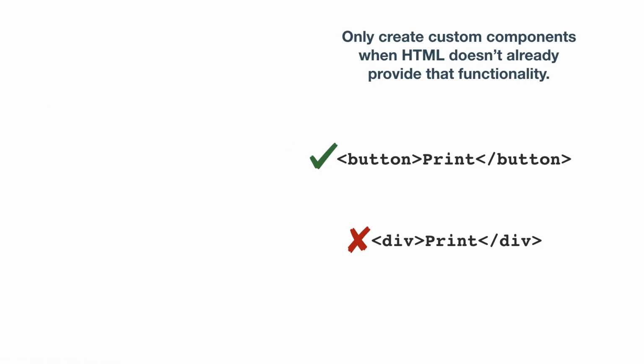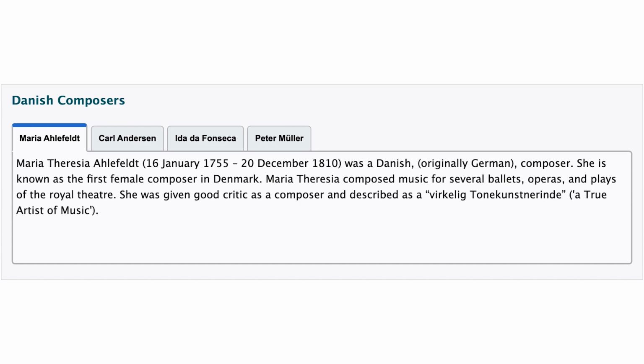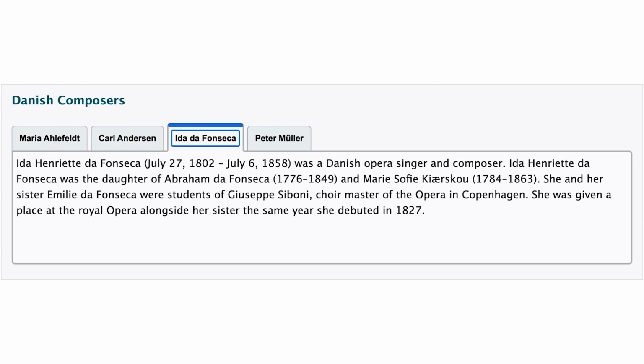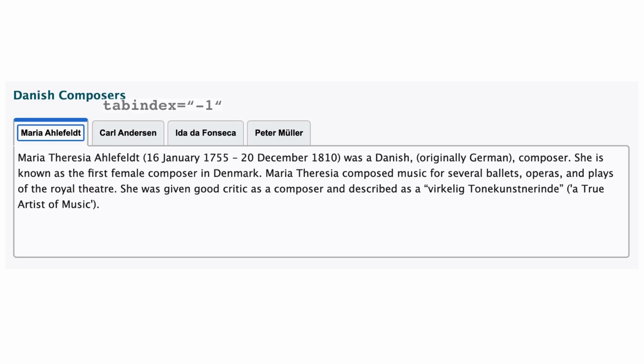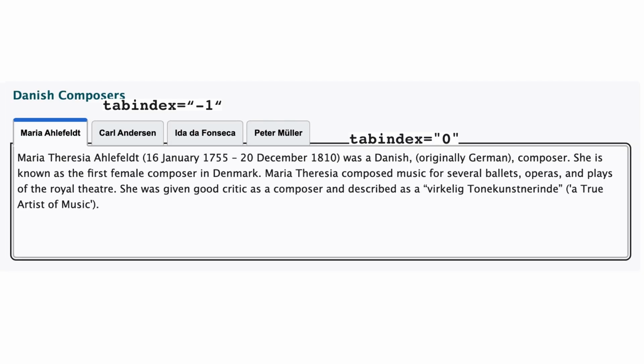An example of a custom interactive component that doesn't have existing HTML is tabs. Tabs have multiple tab buttons and display one tab panel with content at a time. Tabs often use Tabindex -1 on tab buttons, so JavaScript can manage focus on the active tab as users interact with it. They also use Tabindex equals 0 on the tab panel to add it to the tab order.